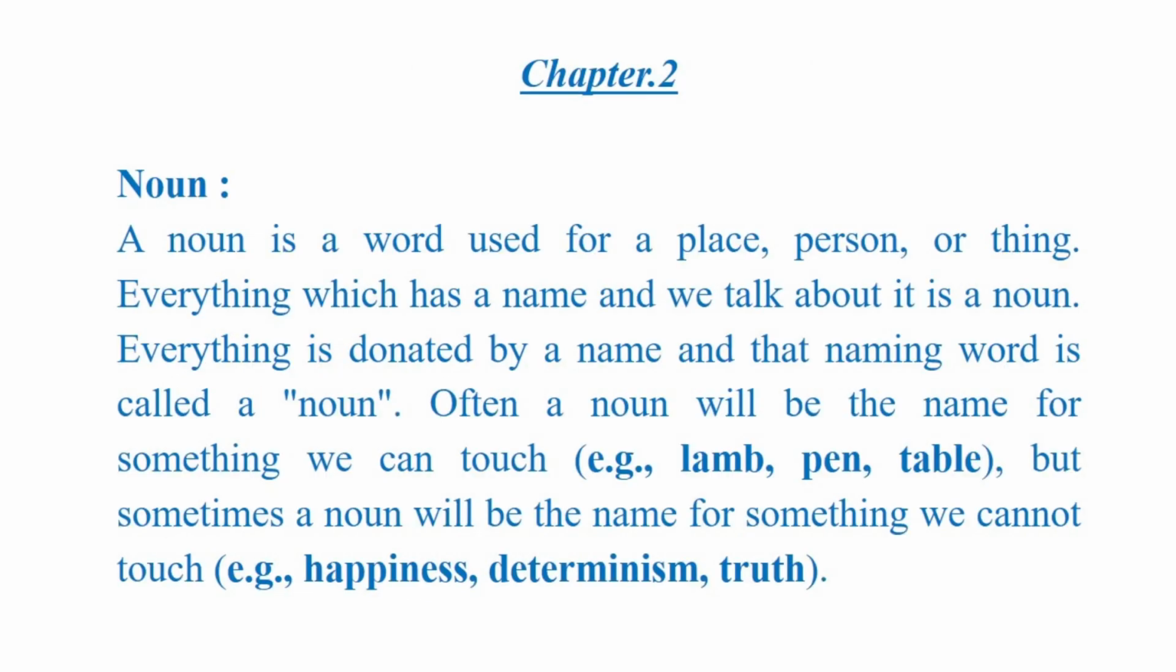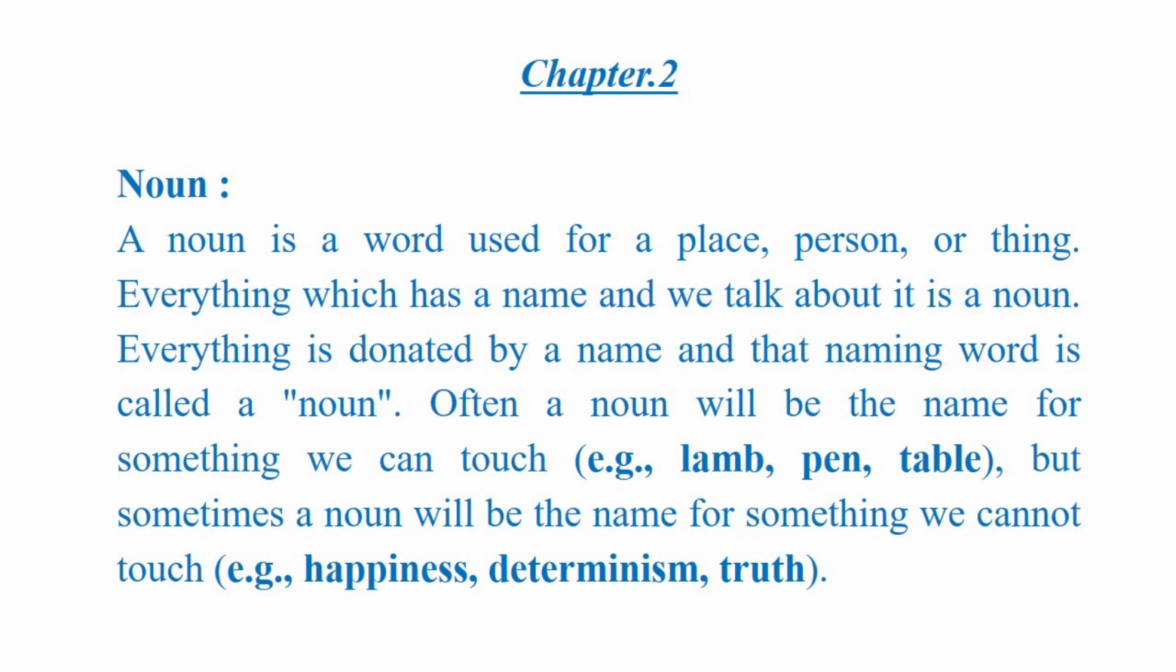Chapter Point 2. Noun. A noun is a word used for a place, person, or thing. Everything which has a name and we talk about it is a noun. Everything is denoted by a name and that naming word is called a noun.